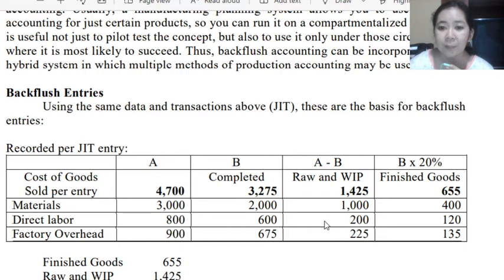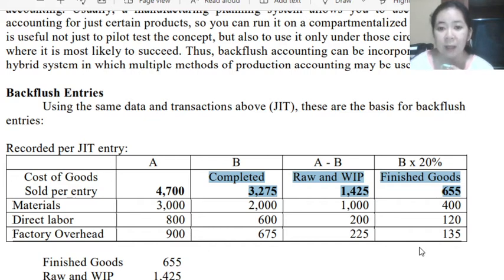Our raw and work in process right here is 1,425. This is for 1,000 materials, 200 of direct labor, and factory overhead of 225. Finished goods here is 655, which accounts for 20% of the completed item. So 100 of materials is 20% of 2,000, 120 is 20% of 600, and 135 is 20% of 675. So these are our entries in the just in time.